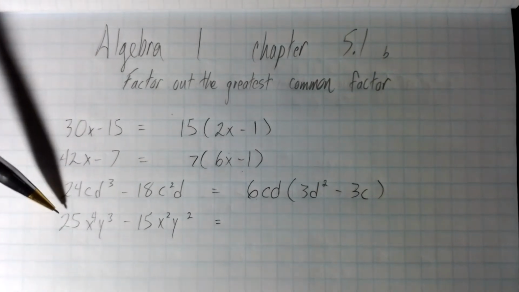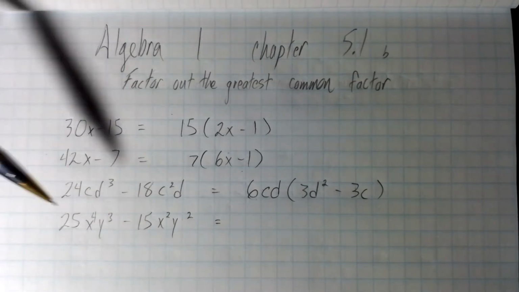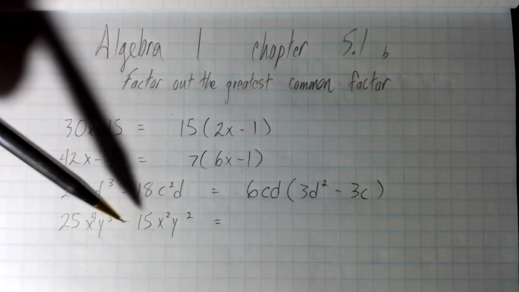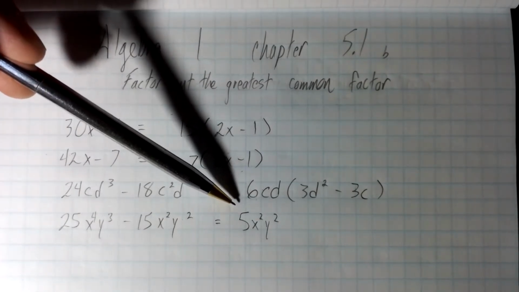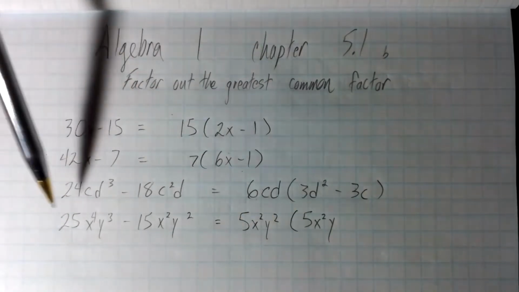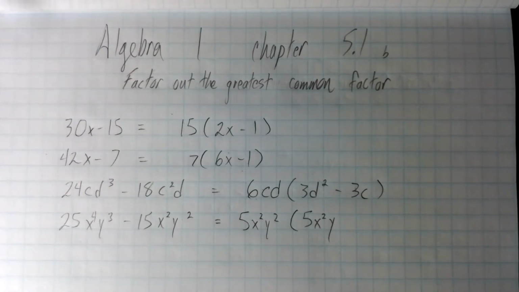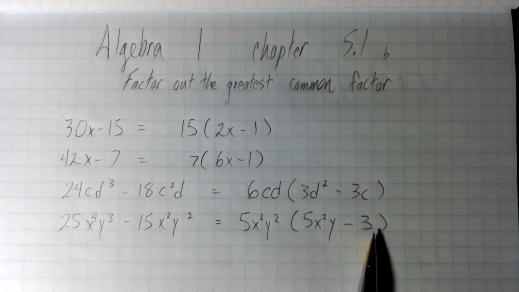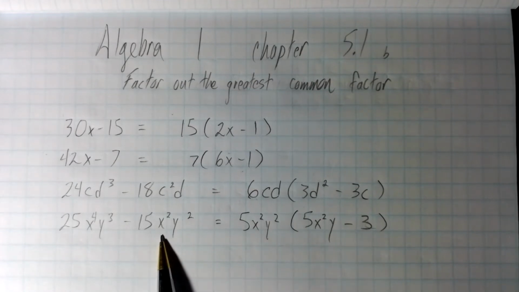Alright, with my next problem, my greatest common factor is going to be a 5 regarding the 25 and 15. Looks like I have 2 x's and 2 y's in each. So here's my greatest common factor. And after some head work, this should be my remainder. So this times this should give me 25 x to the 4th, y to the 3rd, which it does. And here's my final answer. I'm just left with a 3. 5x squared, y squared times negative 3 will give me this term here, this term.